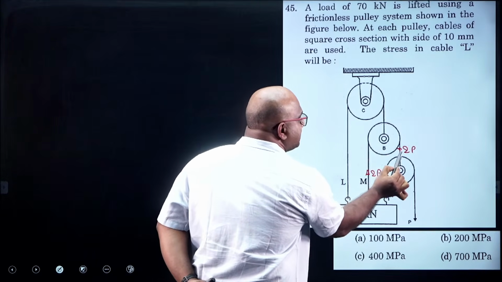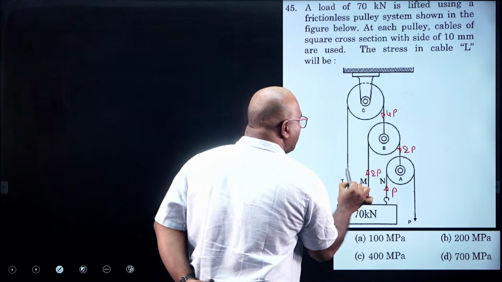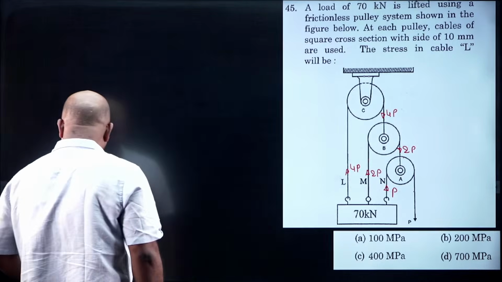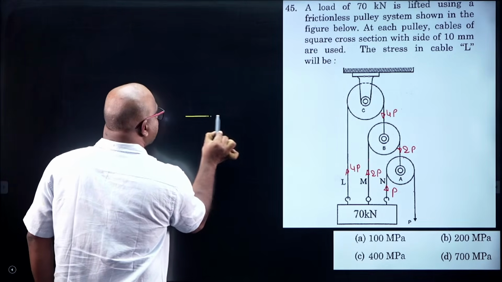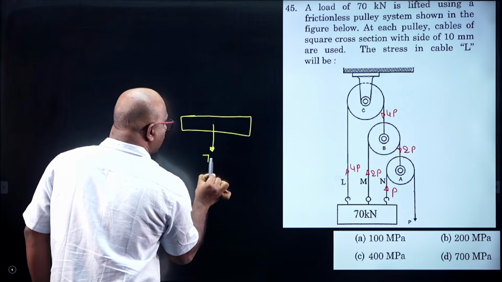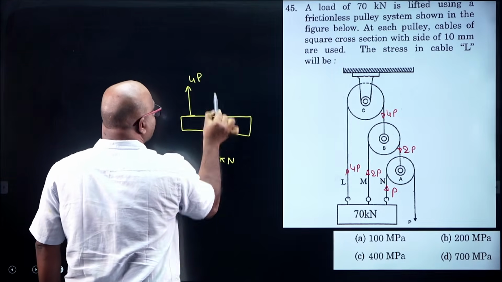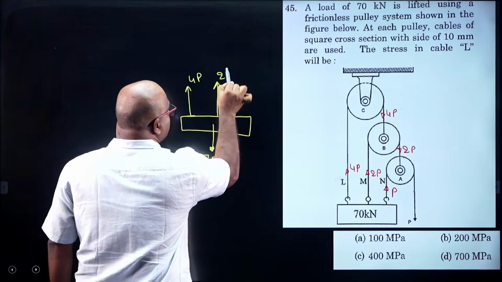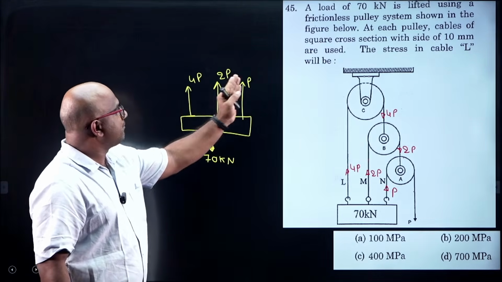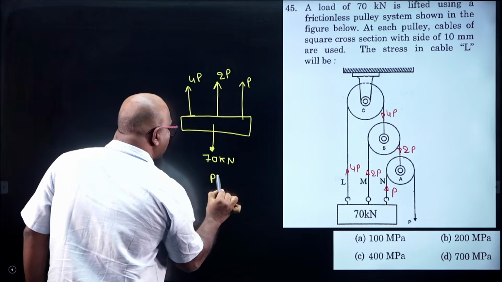If this side is 2P, this side is 2P, pulled down by how much, guys? 4P. This is pulled down by 4P, so it is pulled up by 4P itself. If we take the free body diagram of the 70 kilonewtons, upward we have 4P, again 2P, again P. Total 4P plus 2P plus P, 7P. 7P equal to 70, so P equal to how much, guys?